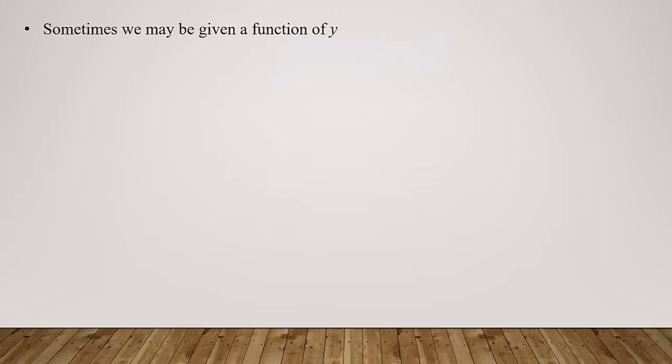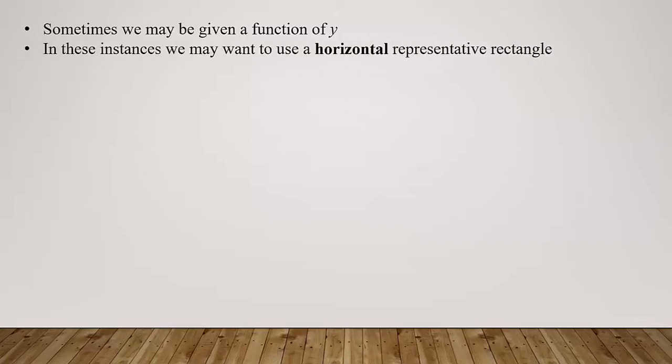Now sometimes, as I mentioned at the very end of the example, you're given a function of y. What I mentioned at the end of the last example, number 61, was that so far I'd been stressing vertical representative rectangles. Now we're going to look at things a little differently. What if you're given a function of y? You may, not saying you have to, but you may want to use a horizontal representative rectangle.